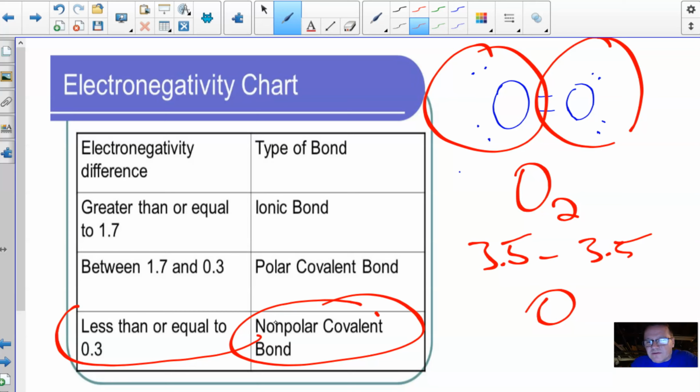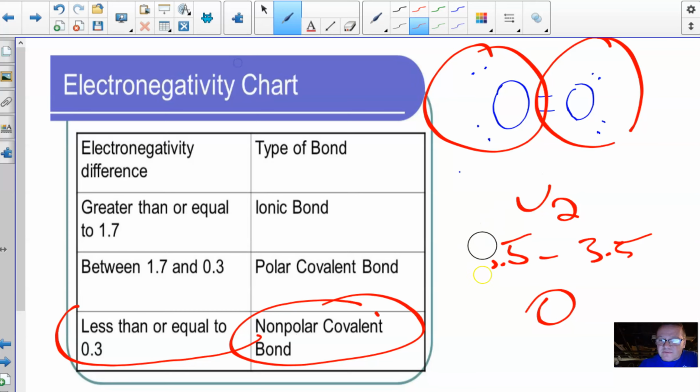Okay, and hopefully that makes sense, that if you have a diatomic molecule, the difference between them is going to be 0 because it's going to be the same value for both. So every diatomic molecule we have is a non-polar covalent bond.